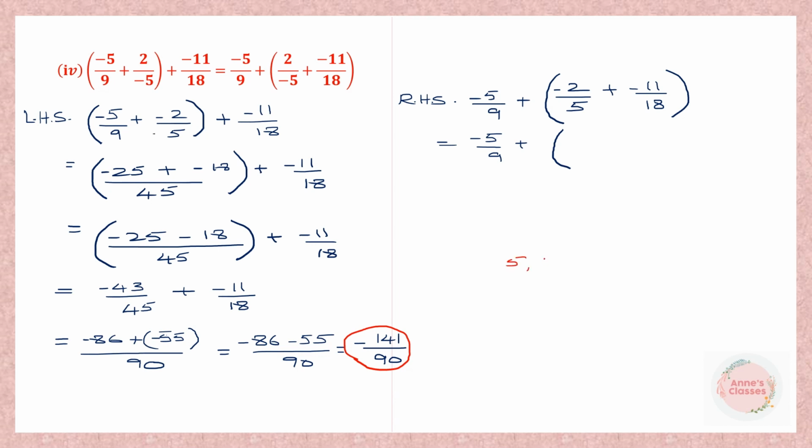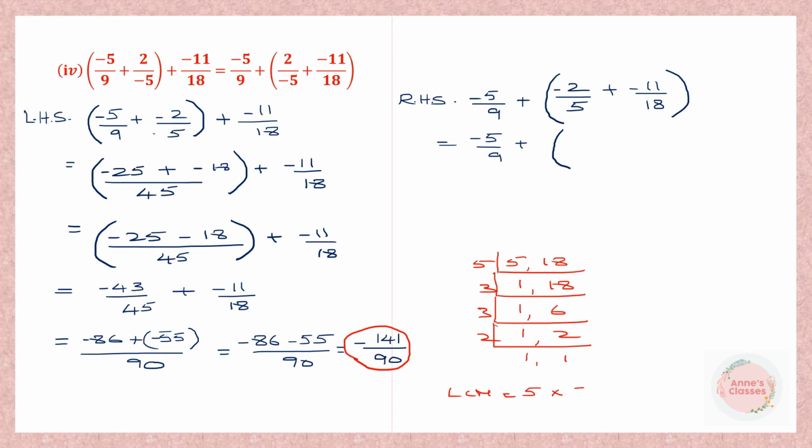So 5 and 18, the LCM, let's begin with 5. 5 ones are 5, bring down 18. Now use 3. 3, bring down 1. 3 sixes are 18. Continue with 3. 1 and 3 twos are 6. Continue with 2. 1 and 1. So the LCM is equal to 5 into 3 into 3 into 2. 5 threes are 15, 15 threes are 45, 45 twos are 90. So the LCM is 90. So let's write that here, 90.